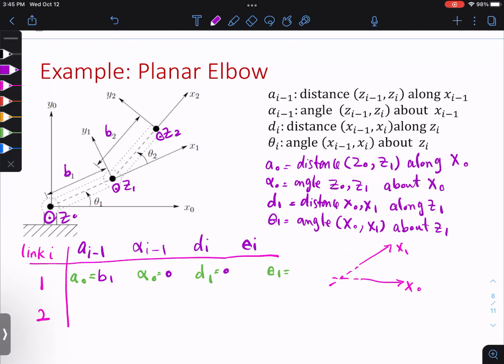Now, what is the angle between x0 and x1 about z1? Z1 is pointing out, right? The angle is 0. But if the home position was different and they had some angle, then you would see it here. Right now it's 0. So we have our first 4 elements. You can write T01 right now. Going back to the big matrix, putting all these angles in there, you'll be able to find all the elements. Now, fill out the second row.